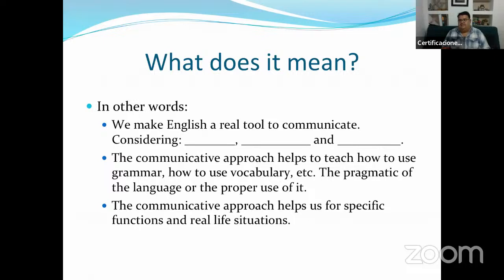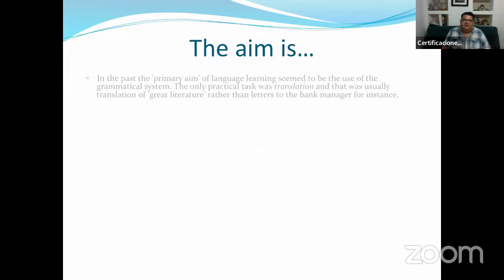I'll give you an example, the word gay. Gay means happy, you know? Very old American guys in movies would say, I'm very gay today, because it means happy. Now it has changed. Again, the context changed, the society changed, so now you have to teach real life situations. So the communicative approach helps us with specific functions and real life situations.